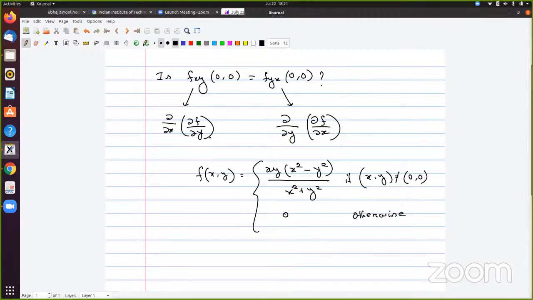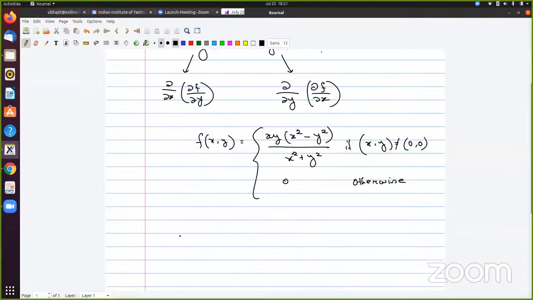So first answer this question: partially differentiate with respect to y and with respect to x when the function is not at (0,0). Sir, first we get the derivative with respect to x using the quotient rule. Okay. So if I want to find this one at (0,0), right?